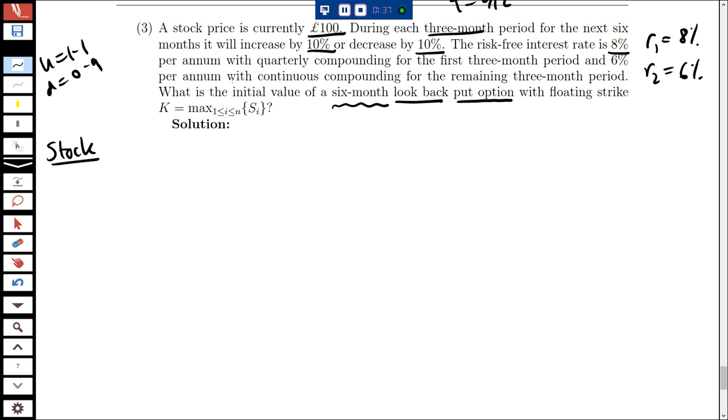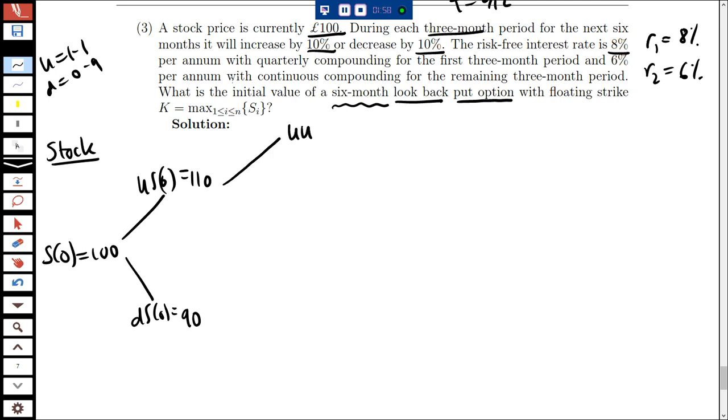Okay, so we have an up or a down in the share price, which is 110 or 90. The numbers are quite simple, just 10%.